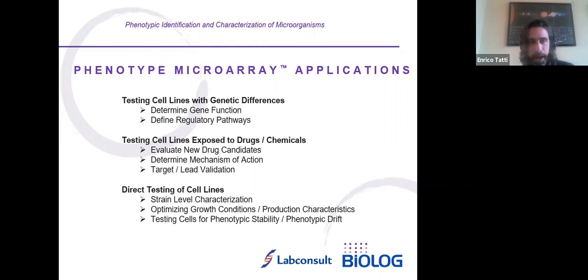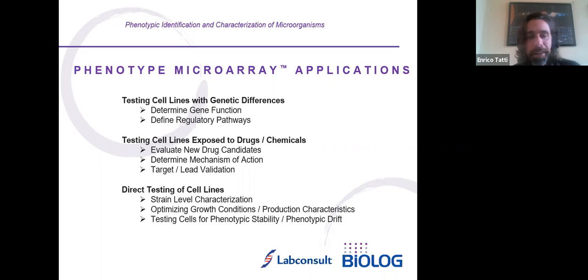Just to conclude, these are the main applications for this technology: testing cell lines, for example, mutants and wild type, and seeing the effect of a mutation on the phenotypic level. Testing the mode of action of a compound. If you treat a bacteria with a certain antibiotic, what is the effect of that antibiotic at the metabolic level?